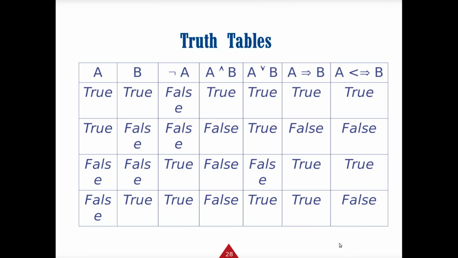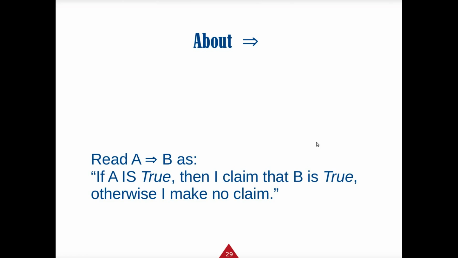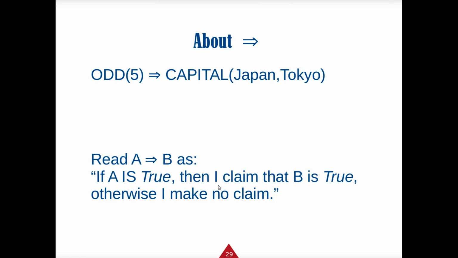So for the implies, the only time this would not be true is if the second element is false. A implies B, or if A then B, says that if A is true, then I claim that B is true, otherwise I make no claim. So in the case of, if odd 5, then the capital of Japan is Tokyo.